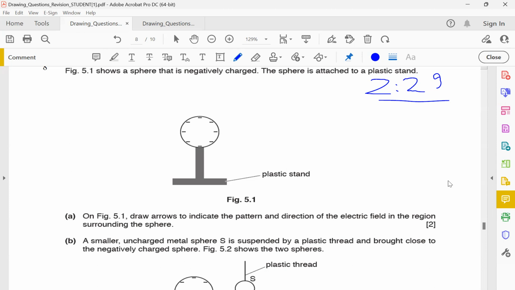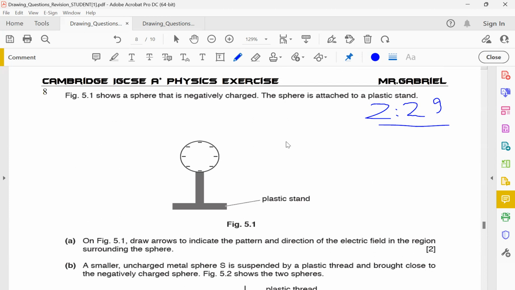Guys, sorry, check my answer for question number 8, guys. Okay, so what does this question want from you? It says that on figure 5.1, draw arrows to indicate the pattern and direction of the electric field. Should it be inwards or outwards, this one?